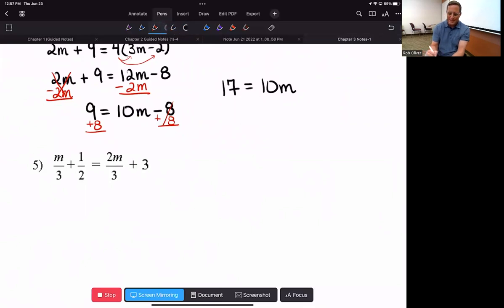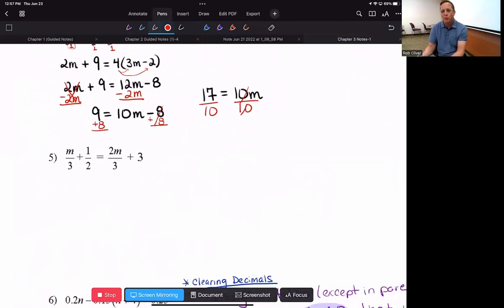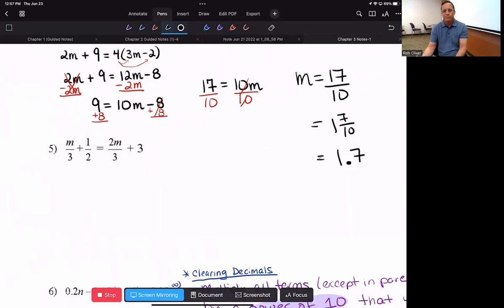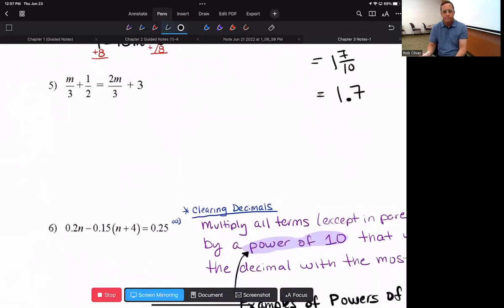Divide both sides by 10. And then 17 divided by 10 doesn't reduce like a fraction. We can just leave it improper, which I think is always the preferred way of doing it. So 17 tenths. You can write it like that, or 1 and 7 tenths, or 1.7. All those answers would be perfectly acceptable, unless it tells you not to, but those are fine.